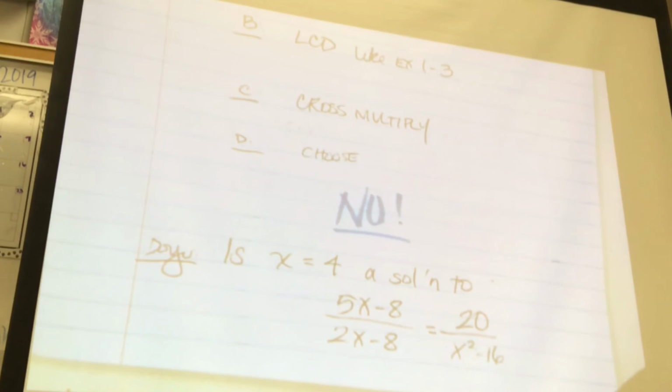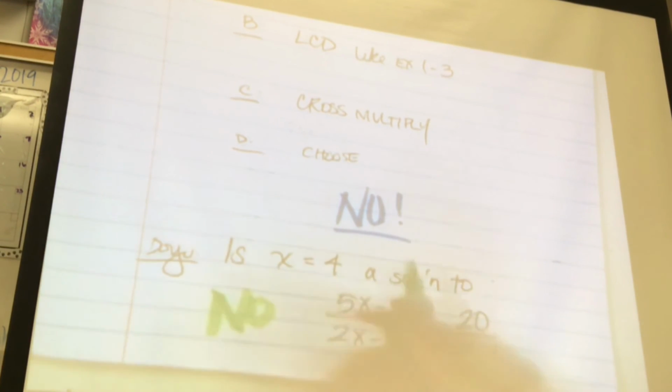Is it a solution? Raise your hand if you say 4 is a solution. You just said yes. Raise your hand if you say 4 is not a solution. Makayo, tell Elizabeth why. Okay, again, is 4 a solution? Why not? It makes your denominator equal to 0, and that's not allowed. Okay? So the answer to the doyo is no.